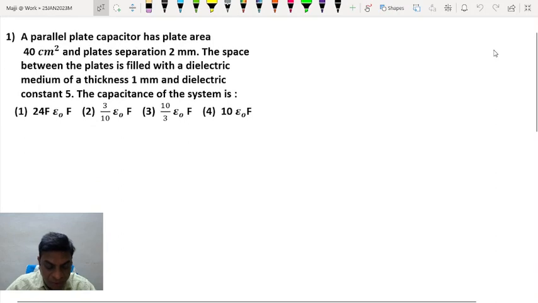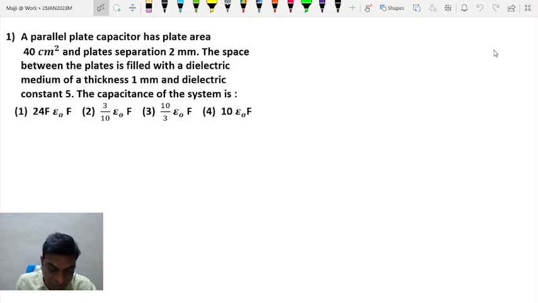As you can see, a parallel plate capacitor has plate area 40 centimeters square and plate separation 2 mm. The space between the plates is filled with a dielectric medium of thickness 1 mm and dielectric constant 5. Capacitance of the system is. So they have asked in farad.